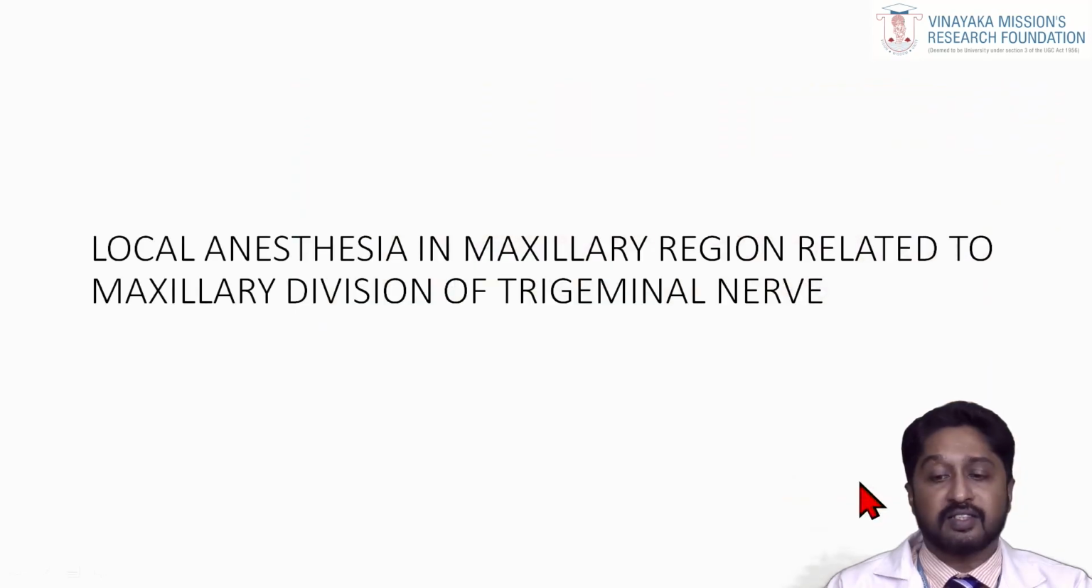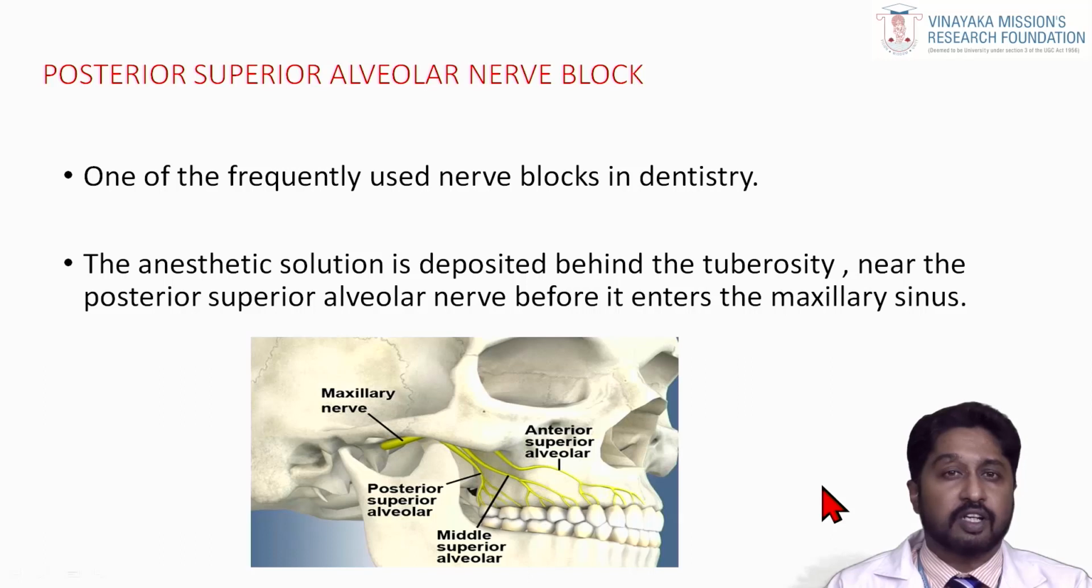So local anesthesia in the maxillary region is related to the maxillary division of the trigeminal nerve. There are nearly 5 nerve blocks that you come across in the maxillary nerve blocks. This is the first one, that is posterior superior alveolar nerve block.